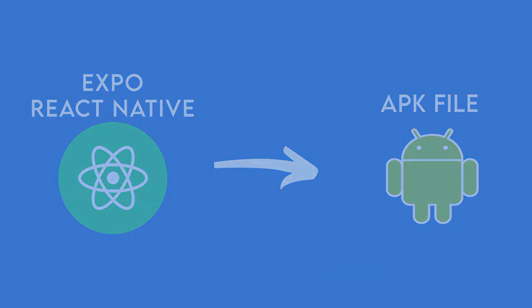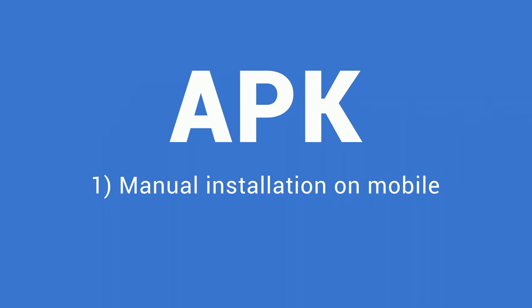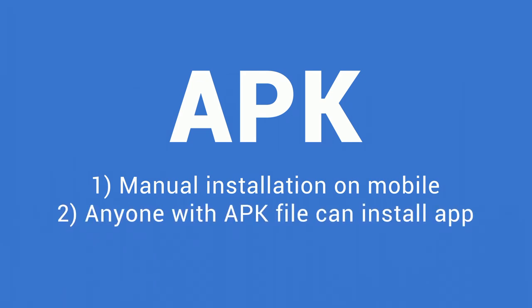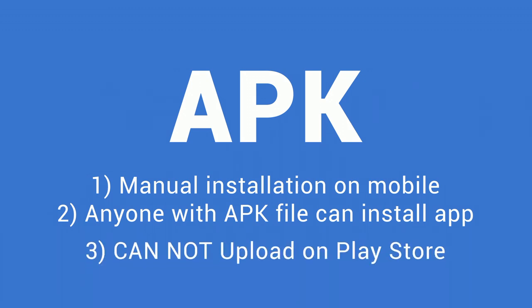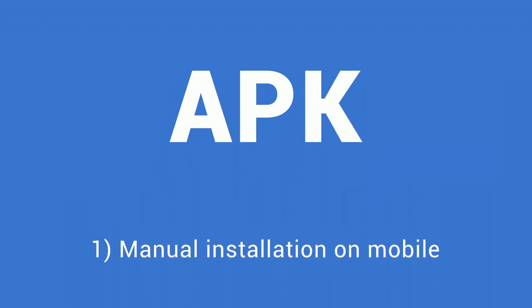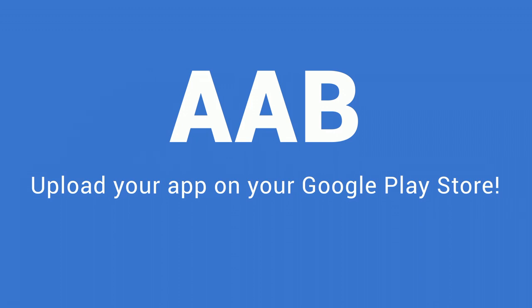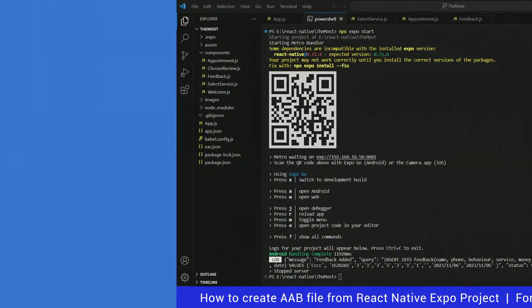If you are new to mobile development, just remember APK is a file that is used to install your app manually on your phone. Anyone who has the APK file can install it on their phone, but it will not be uploaded on Play Store. It just simply isn't allowed. That's when we create an AAB file. Whenever we want our app to be on Play Store, we create an AAB file, and that is exactly what we are going to learn today.